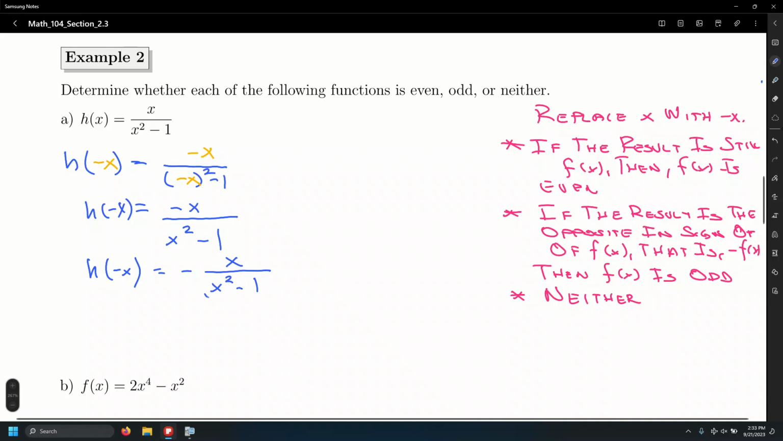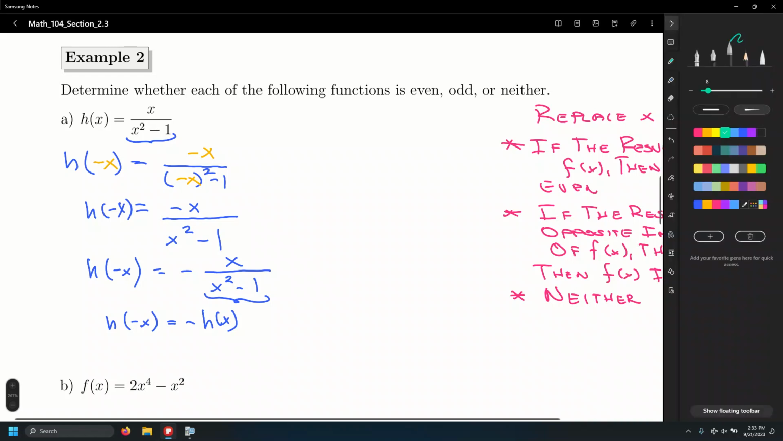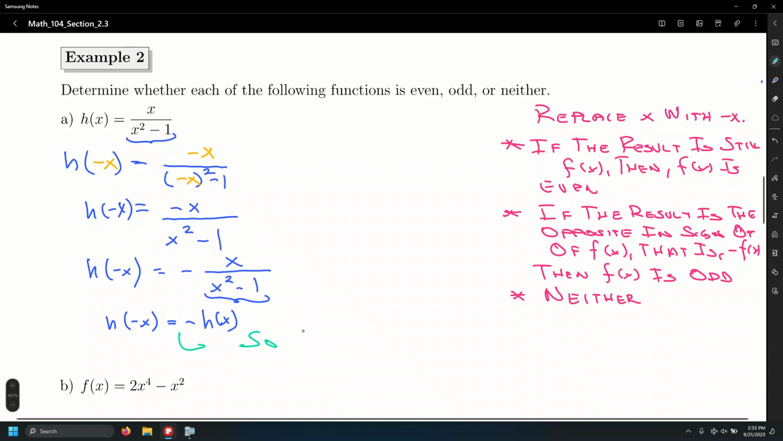Now, do we agree that this whole thing right here is the same whole thing right there? However, with a negative in the front. So in this case, h of negative x equals negative h of x. Now, what did we get? We got the opposite in sign of the original function. What does that mean? Do we have an even function? Do we have an odd function? Or do we have neither in this case? What do we have? Odd function. All right? So h of x is odd. All right?